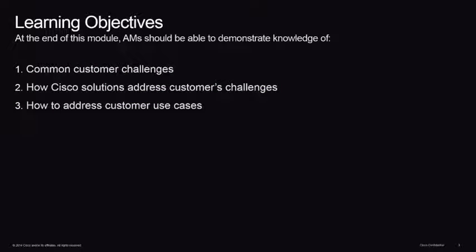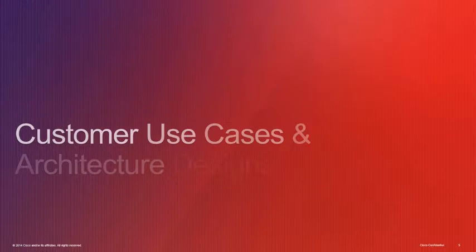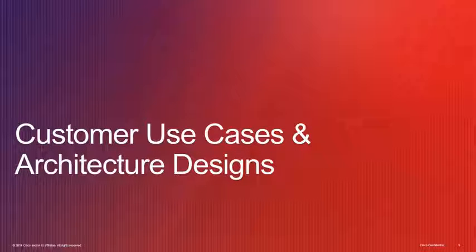At the end of this module, AMs should be able to demonstrate knowledge of common customer challenges, how Cisco solutions address customer challenges, and how to address customer use cases. In this module, we will cover 4 different use case scenarios: customer challenges, Cisco solutions and architecture designs, and customer objections. Customer use cases and architecture designs.